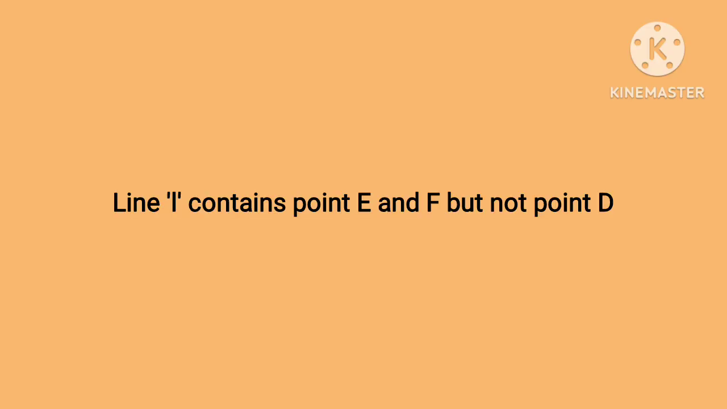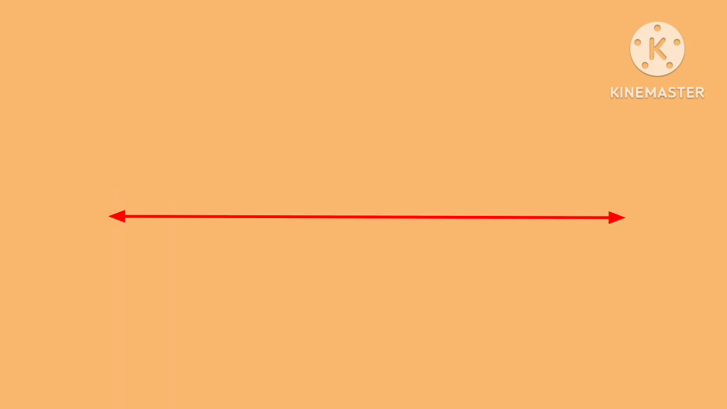Next question. Line L contains point E and F but not point D. Here is given line L, so it should contain a point E and a point F but not D. D should be away from the line.